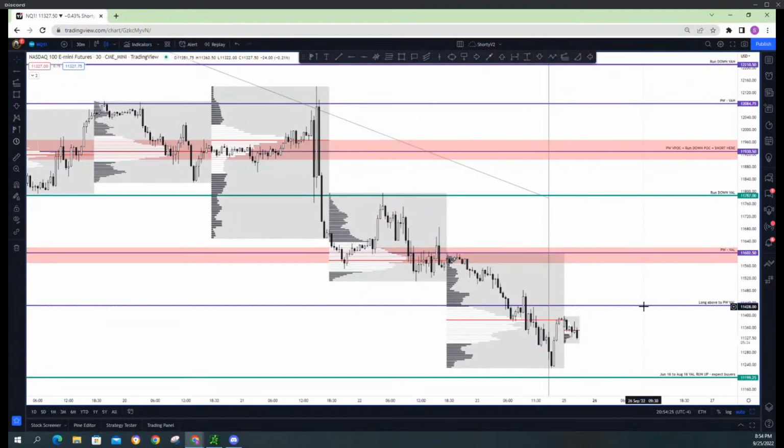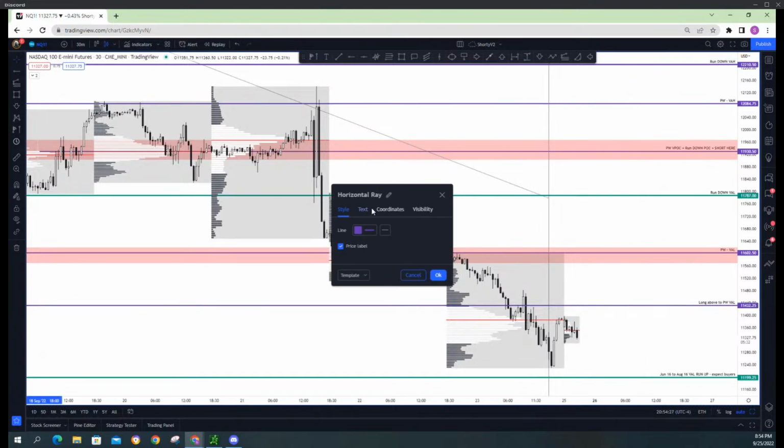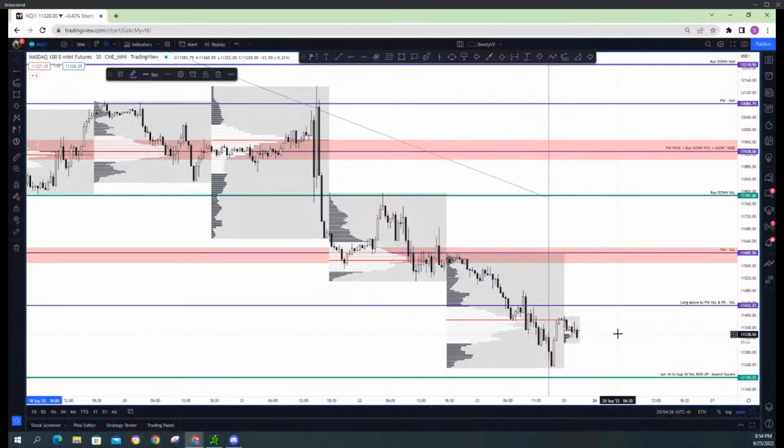All right. Seems like this level here is also our MPD value area low. Is it better now? Yeah, much better. All right. And then we've got PVD right here.